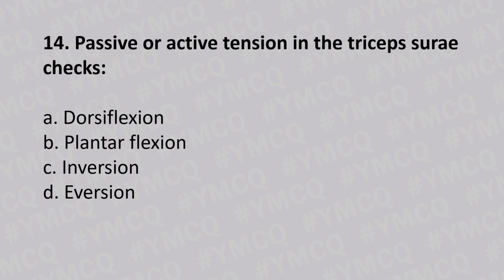Passive or active tension in the triceps surae limits which movement? Option A, dorsiflexion. Option B, plantar flexion. Option C, inversion. Option D, eversion. And the answer is option A, dorsiflexion. Moving to our 15th question.